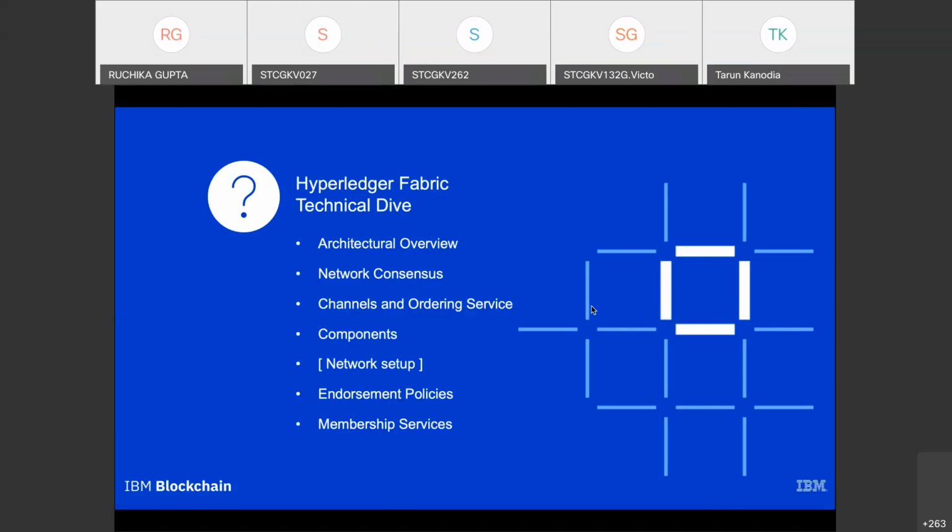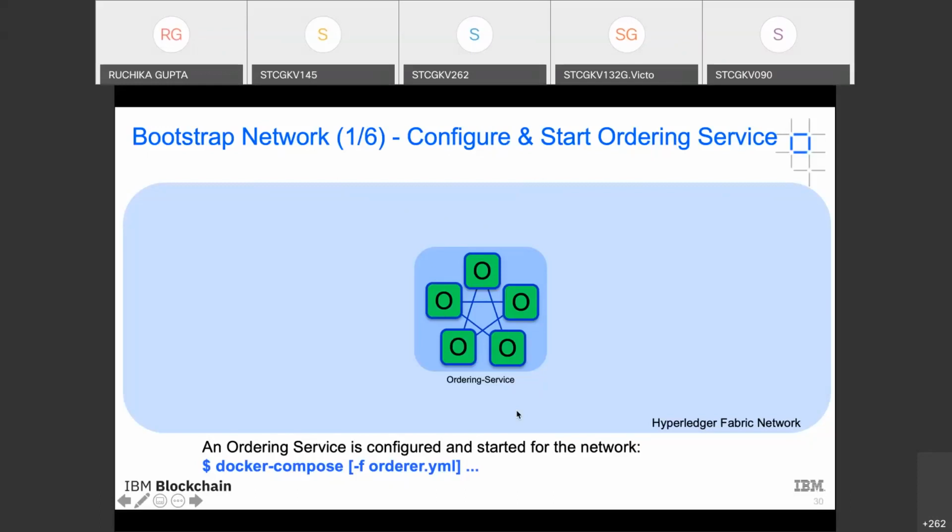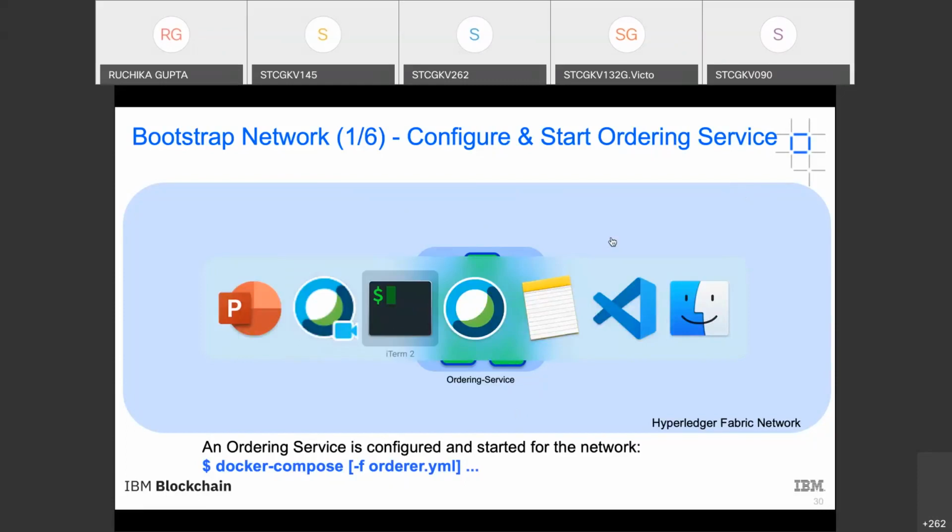So I will take a pause here, and then I will take a question. I will show you how you actually set up. These are the steps in terms of how you actually create a blockchain network.